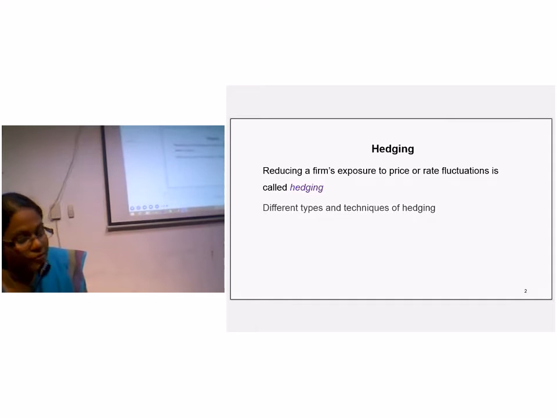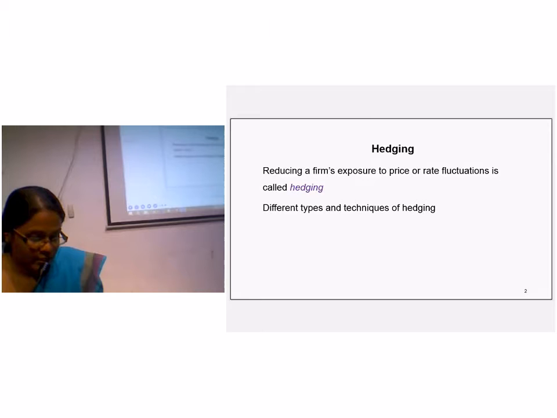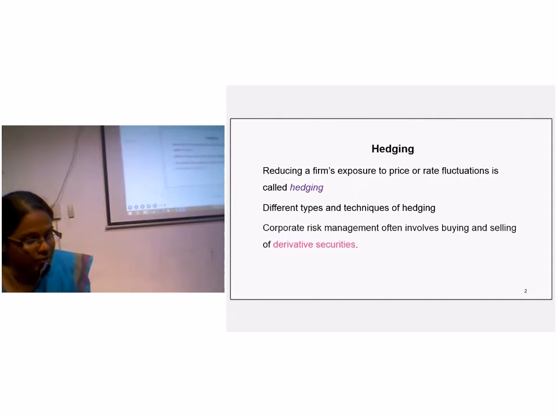Now we have different types and techniques of hedging. This derivatives is one type of hedging technique. Corporate risk management often involves buying and selling of derivative securities. So when we are talking about hedging, we are using derivatives as a technique.